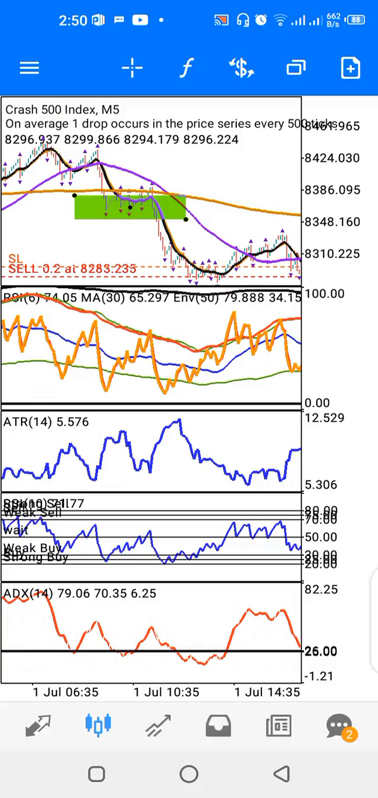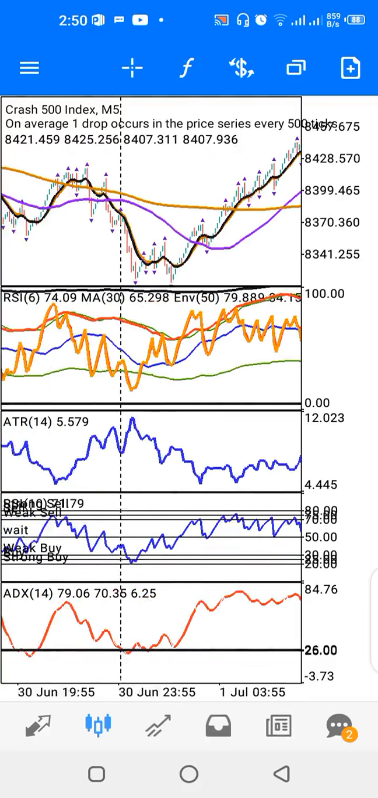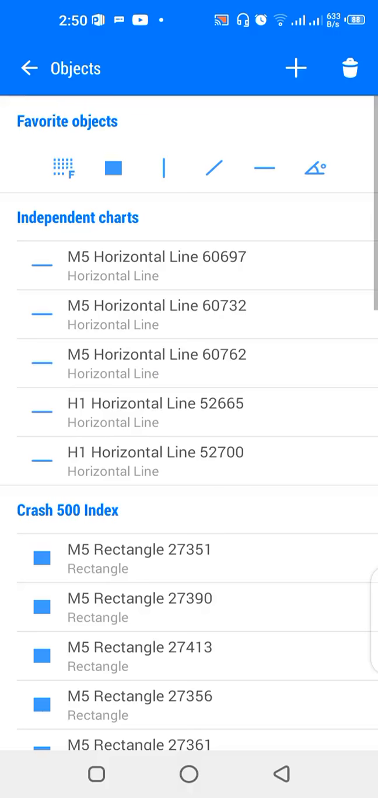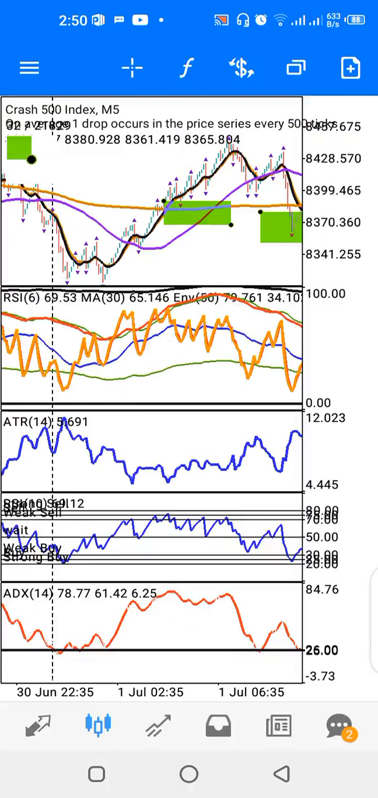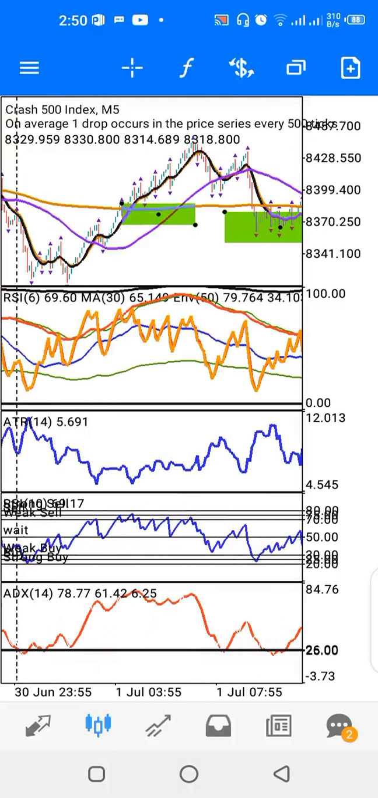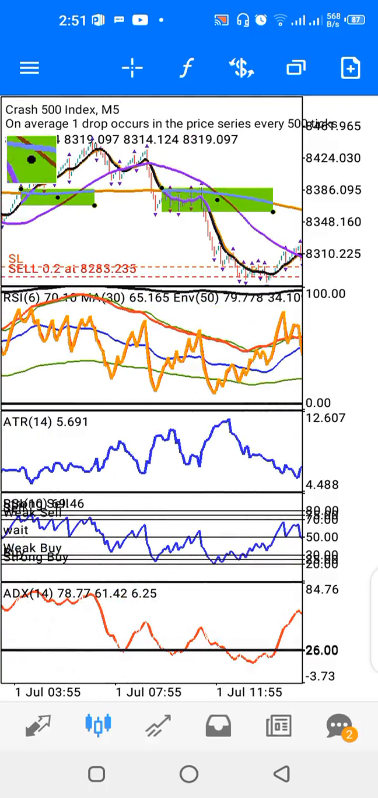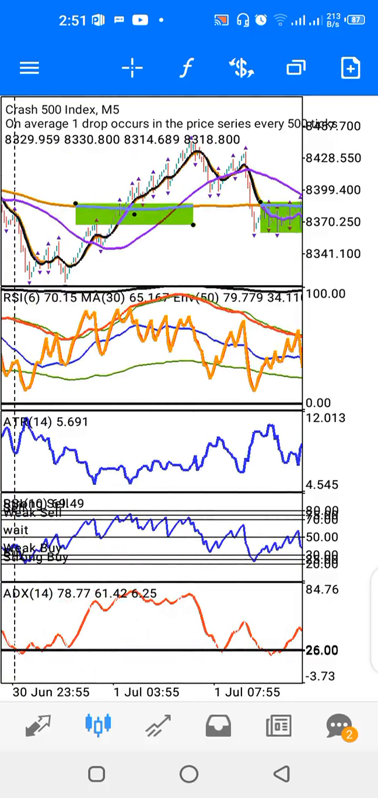Of course, for boom index, you do the reverse. For boom index, this will be when to buy. Okay, but we are looking at crash index. For crash index, you only look for sell trades, since sell trade will be in line with spike. So when price starts to spike downward on your crash 500 or crash 1000, you look for good sell opportunities. But for boom index, you look for good buy opportunities, especially when the bullish trend has formed.